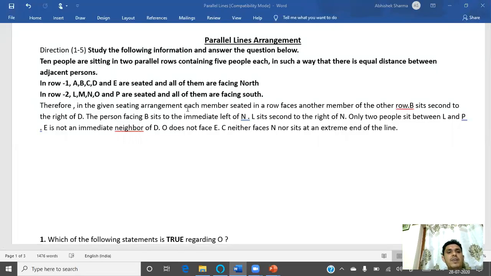In row 1, A, B, C, D and E are seated. All of them are facing north. That means row 1 should be here and all the people are facing towards north.